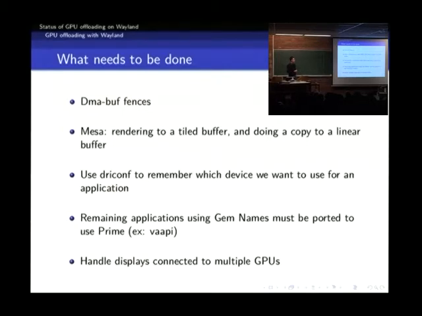device A, for example. And DRIconf, which is already used to customize the parameters of the graphic cards for several programs, can be used for that. So there has been some work on it, but not finished. Also, some remaining applications are still relying on GEM names, even Wayland applications, like VA-API. It's still using an old Wayland interface when there was no DMA-BUF support yet, so it has to be rewritten, but it's not so much work.